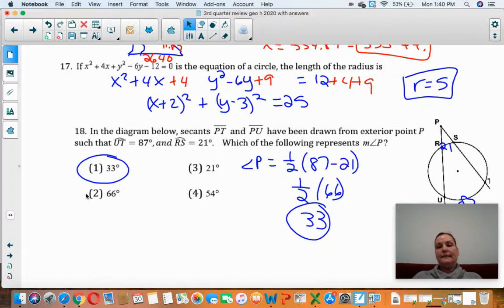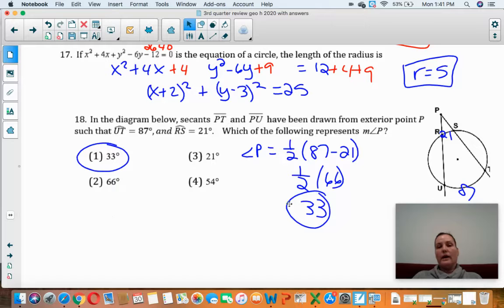Number 18, I labeled my picture. Arc UT was 87. Arc RS is 21. I'm trying to find angle P. Now the rule is angle P is outside the circle. So the rule for angles that are outside the circle is it's 1/2 the difference of the arcs. Which arcs? The arcs that are included between the sides of that angle. So the 87 and the 21. It's 1/2 of parentheses 87 minus 21. And that is 1/2 of 66, which is 33.